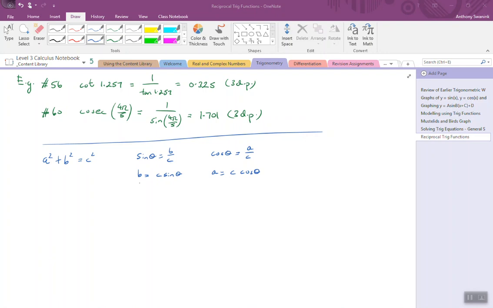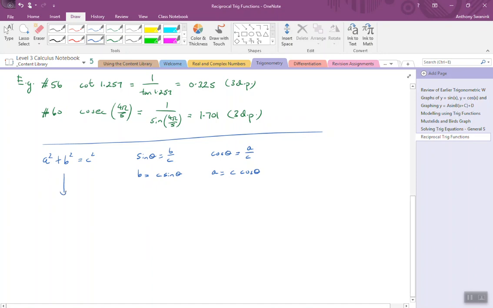Now, we can make B the subject of that. Let's multiply C on the other side here, so we get B is equal to C sine theta. And we do the same with the cosine definition. Cosine of the angle equals A over C, so A would equal C cosine theta. Now, if you substitute into Pythagoras' theorem these expressions for A and B, we get the following.